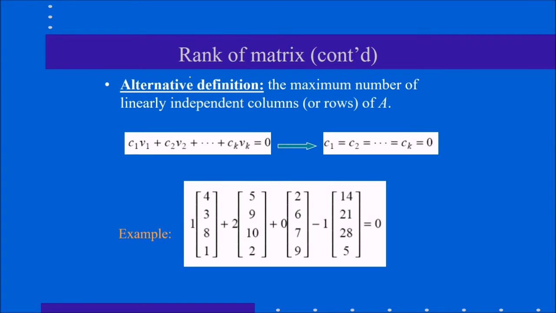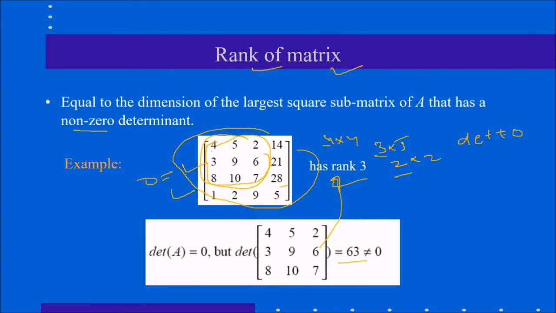We have an alternative definition of the rank of a matrix: the maximum number of linearly independent columns or rows of A. What we mean to say is, C1, V1, C2, V2, and these V1, V2 are nothing but the columns. So let us take, this is the first column: 4, 3, 8, 1, 5, 9, 10, 2.